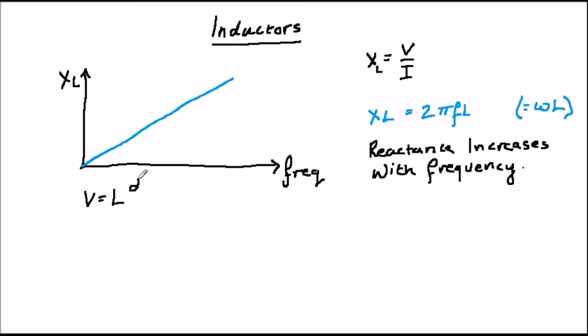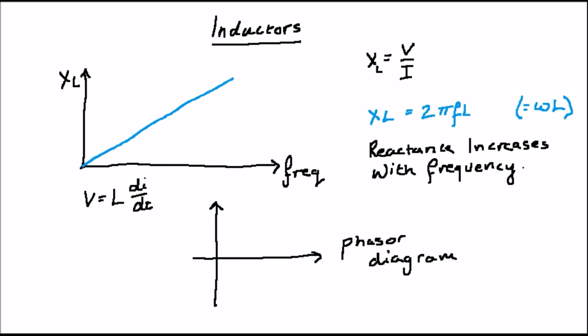X equals V over I. The reactance though is different to capacitors because the current and voltage have the opposite phases. The graphs on the screen show how the reactance of the inductor varies with frequency and show the other formulae and the phasor diagram which we covered with the capacitor as well.